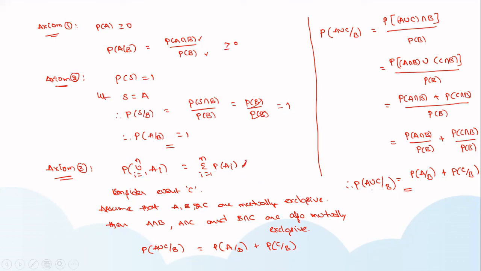Finally, since the conditional probability definition follows axiom 1, axiom 2, and axiom 3, it is a valid probability function.